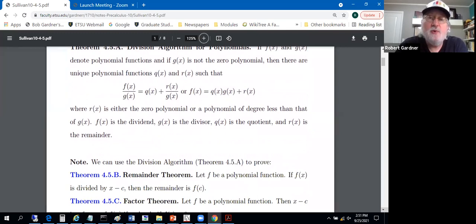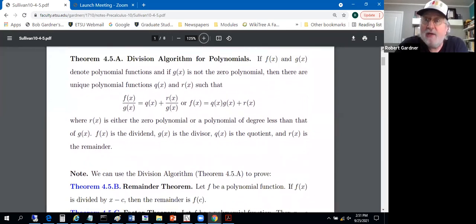Likely you're familiar with the division algorithm for integers. If you divide one integer by another non-zero integer, then you get a quotient and you get a small remainder, the remainder being smaller than the divisor. Same idea here, except we're doing it for polynomials. And the idea of size, in a sense, is related to the degree of the polynomial.